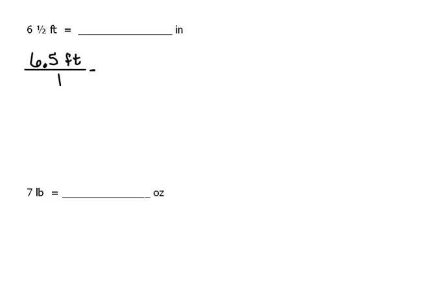Alright, now to get rid of feet, because we don't want feet, we want inches, we're going to have to put it in the opposite position. So if I've got it on top, I want to put it on bottom so that it will cancel. And I want to convert over to inches. I can do that because there is a relationship between inches and feet. That is 12 inches is equal to 1 foot. Now our feet will cancel top and bottom, and our only units left are inches, which is what we want.